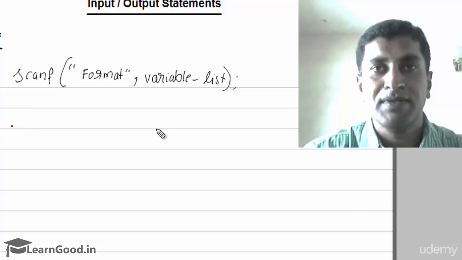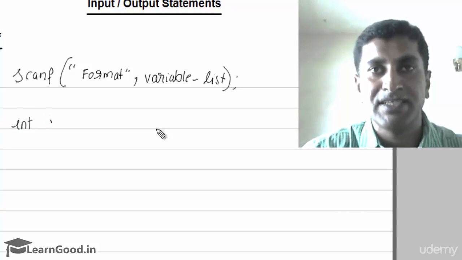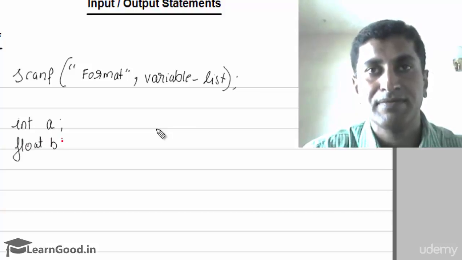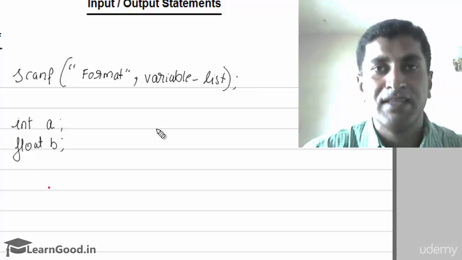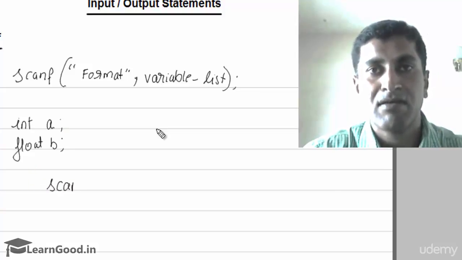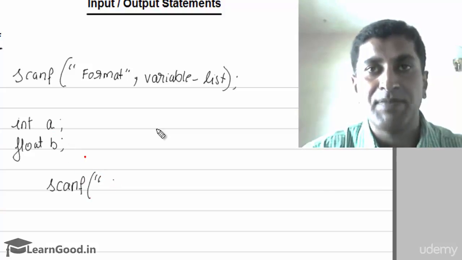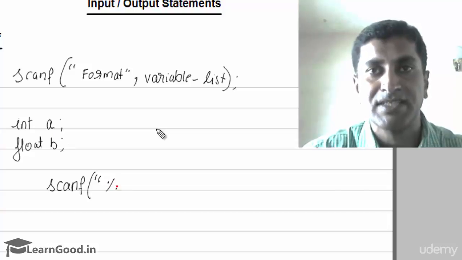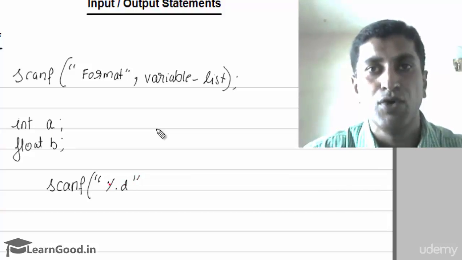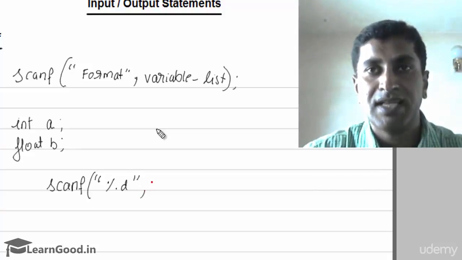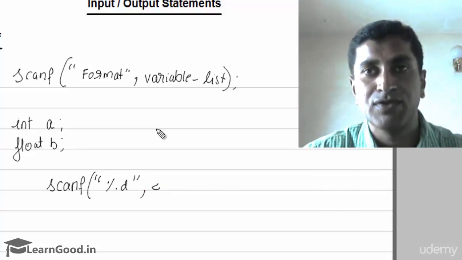So this is the syntax of scanf. For example, if you take an integer variable A, and the same way a float variable B. Now if you want to read the value of A, then you can give scanf. A is of type integer, so you have to use the format %d. No blank space, no message, nothing can be given within these double quotes. You can give only the format. So %d, comma, and here while giving a variable, you have to use an ampersand of A.